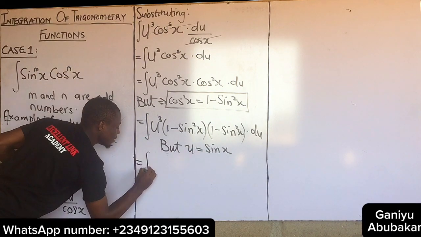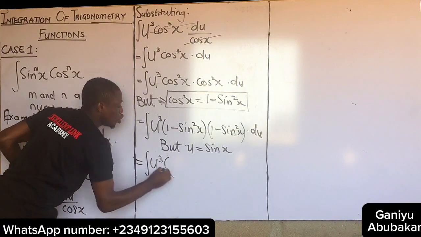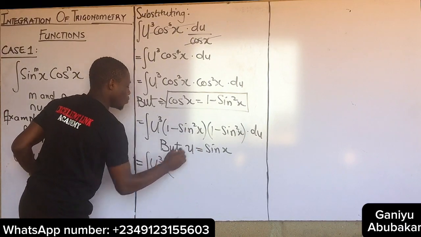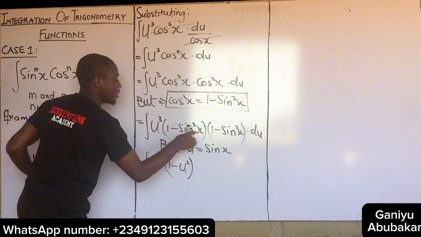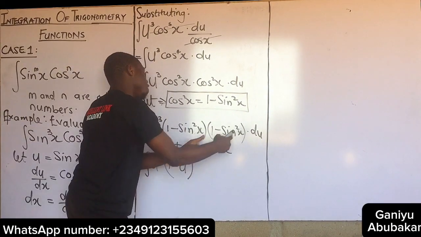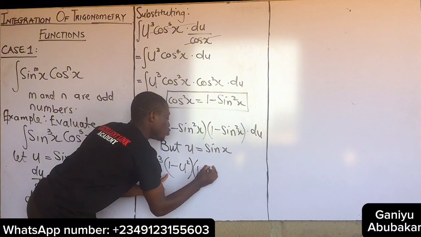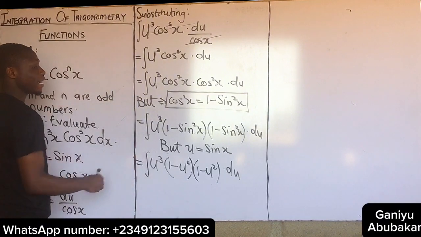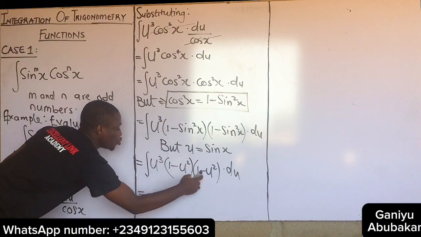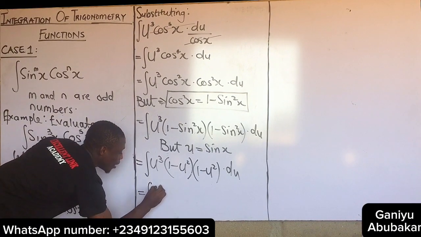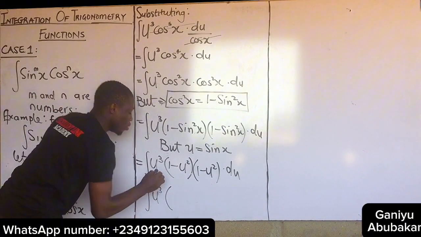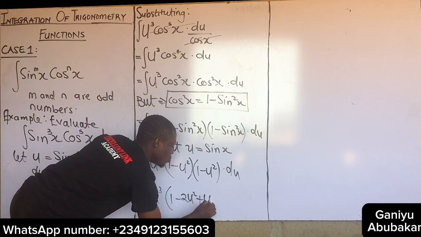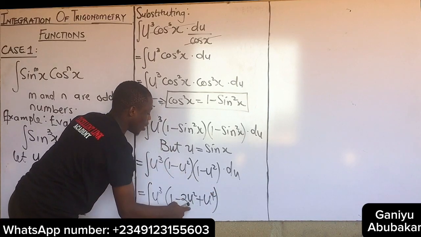So I'll have the integral of u to power 3 into 1 minus, this is sine squared x, this is sine x. Sine x will be what? u. Then I'll put my square, as in this case. This one here is the same thing as what? 1 minus u squared. I have this. Next up, du. What's my next task? My next task is to expand these two. So I'll have the integral of u to power 3 into 1 minus 2u squared plus u to power 4. If I expand these two, I'll have this.